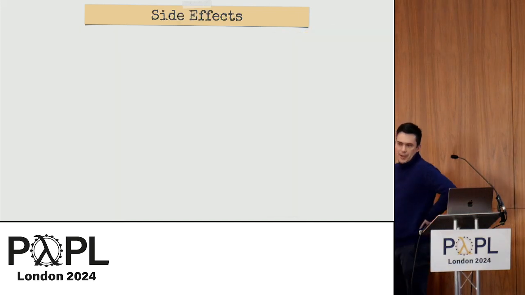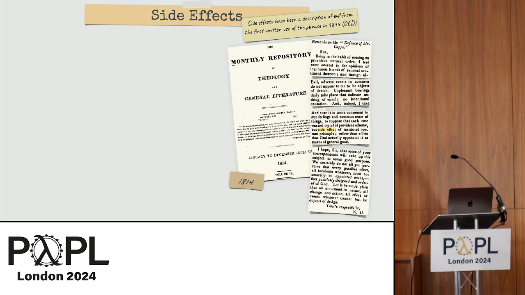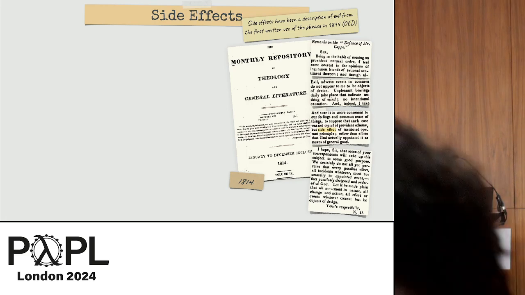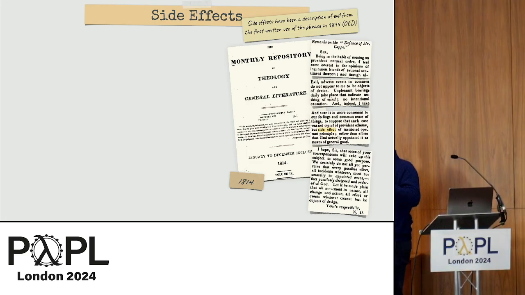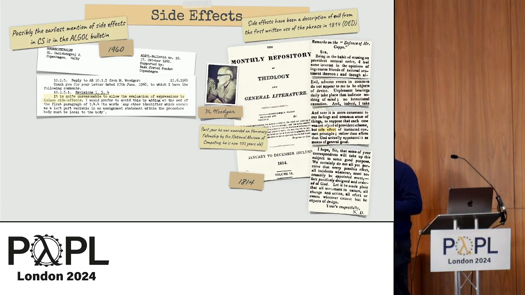But also came a mention of side effects for the first time. Actually, not quite the first time. Side effects, apparently, according to the OED, first were talked about in 1814 in the Monthly Repository of Theology and General Literature, where side effects are considered to be one way of describing evil things, where God has in mind the stuff that he intends, and then when bad things happen, well, those are the side effects, according to the literature. So side effects have been related to evil things for a long, long time.